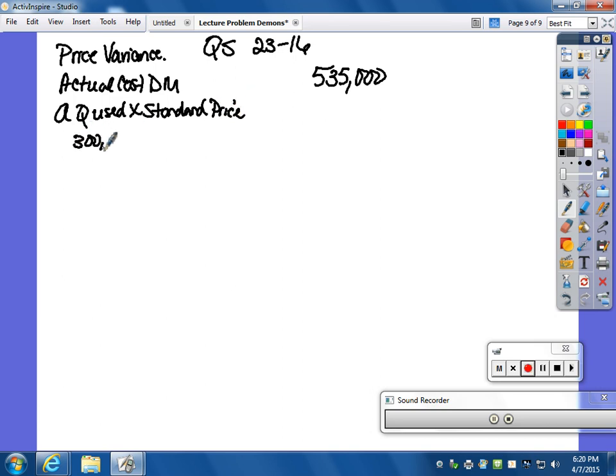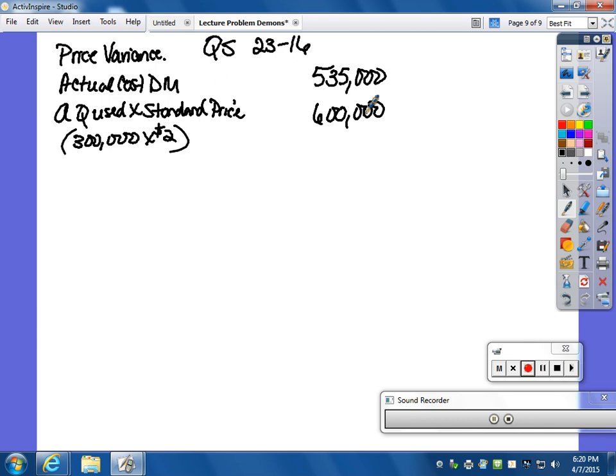Three hundred thousand units times $2 gives us what amount? 600,000. All right. Yes, ma'am. Because it says it's 4 pounds at $2 per pound. That's the quantity variance. We haven't gotten down there. We're just looking at the price right now.